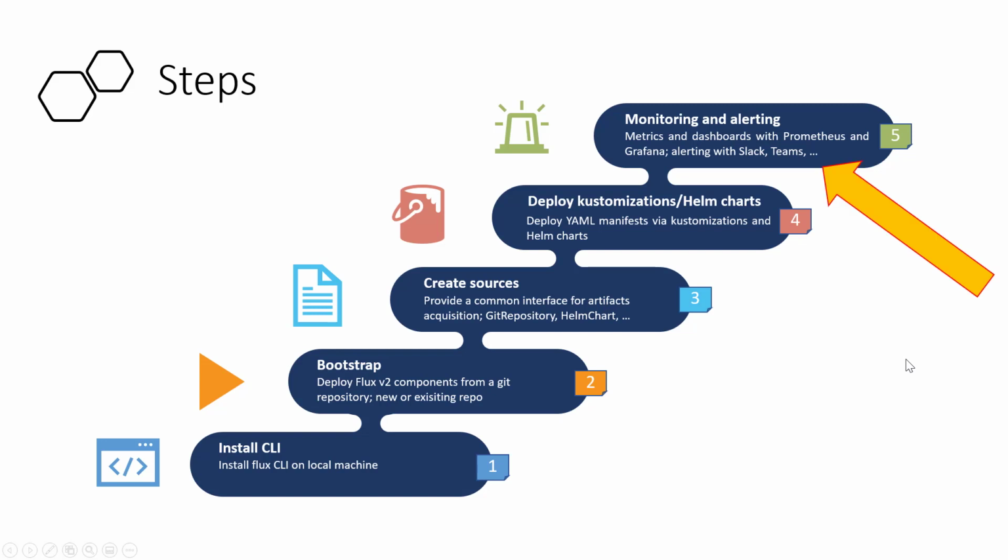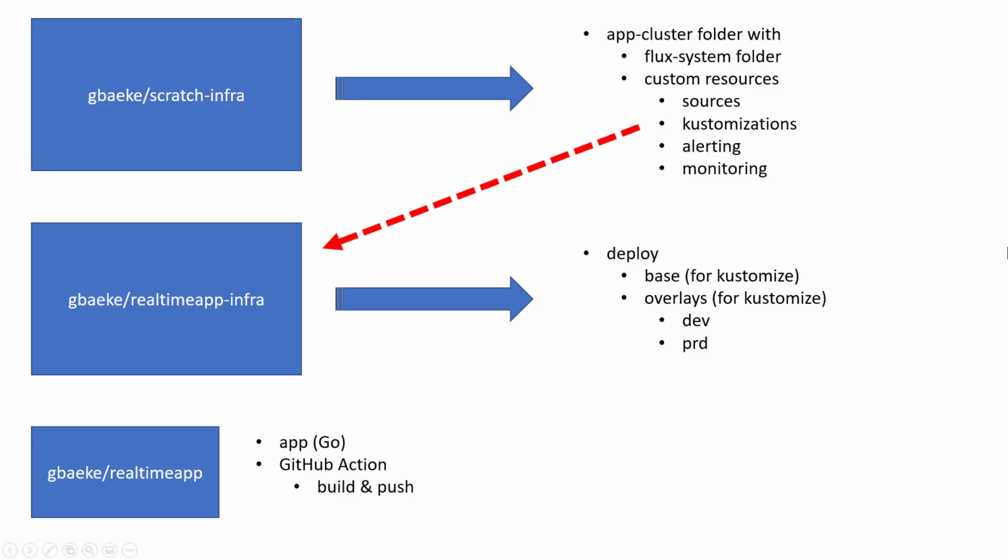And now we end up at the monitoring and alerting part, where I want to see what Flux v2 is doing, and I also want to be alerted about changes to my system. And I will use Teams to show that. You can of course use Slack and other systems as well. Before we get started though, let's look at what we have.